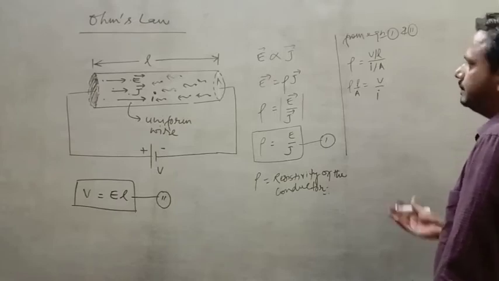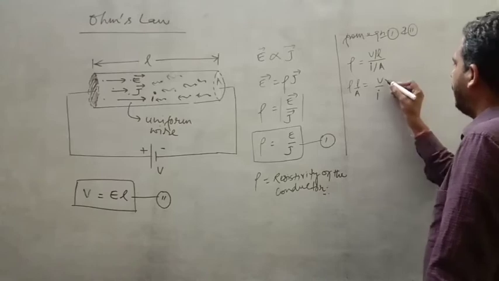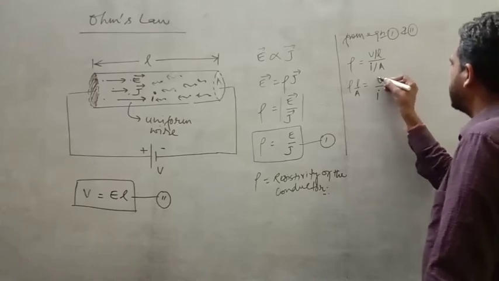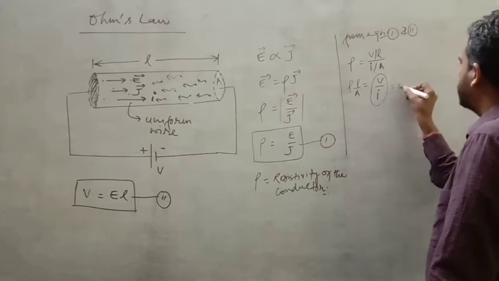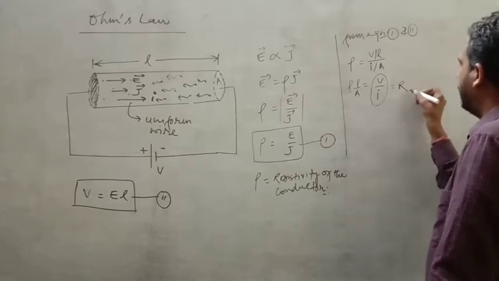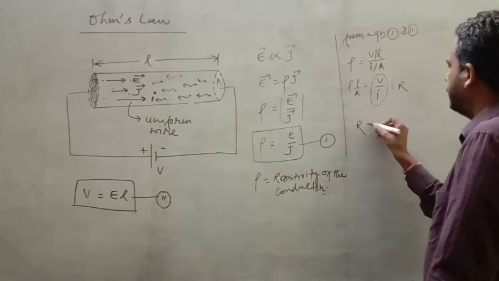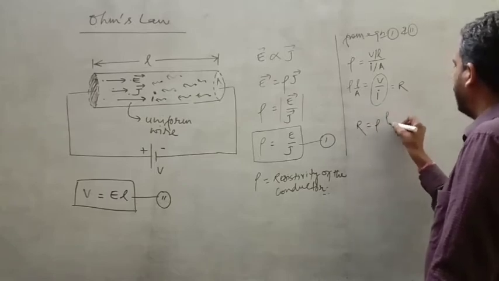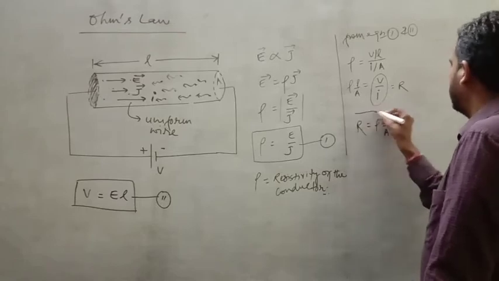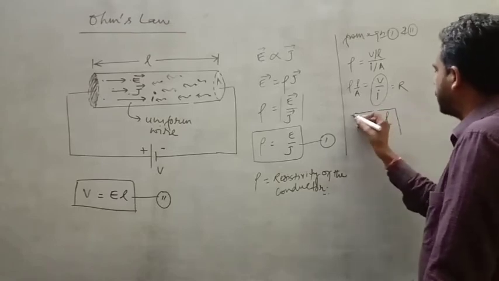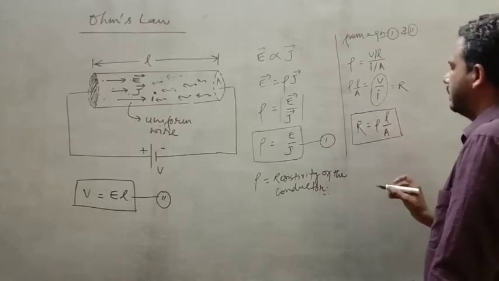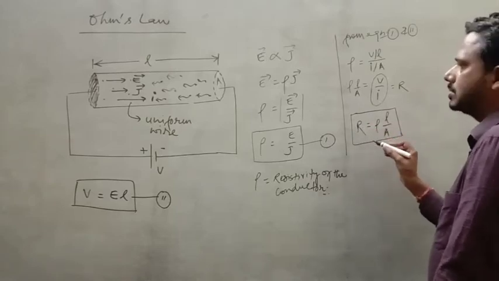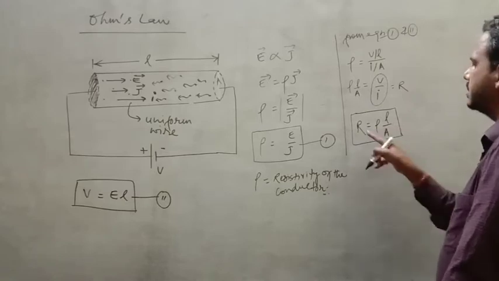And we know that V by I is a constant, and this is called R, R being your resistance. So R is equal to rho L by A. We have established a relation between length, cross sectional area of the conductor, and the resistivity. So R is your resistance, and this is called Ohm's law.